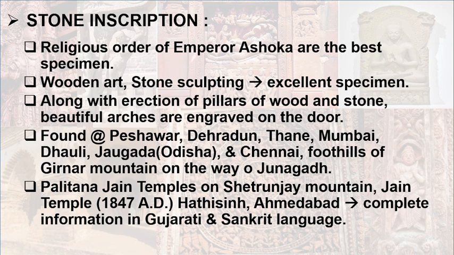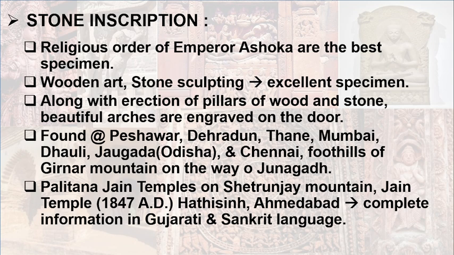Sculpture. Next, stone inscriptions. Religious orders of Emperor Ashoka are the base specimen. So, why are these stone inscriptions used? Ashoka always carved his orders on stones, and that's why they are used as a base specimen. Then they also have wooden art and stone sculpting. Along with the erection of pillars of wood and stone, beautiful arches are engraved on the doors.